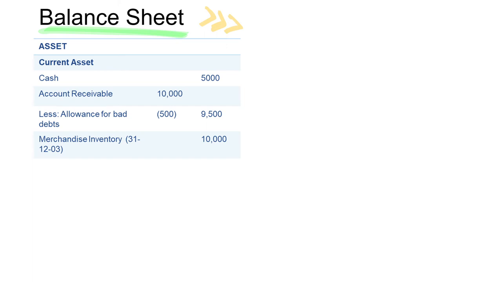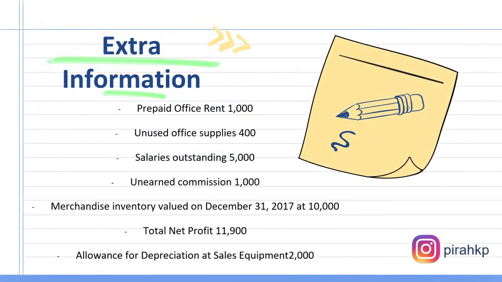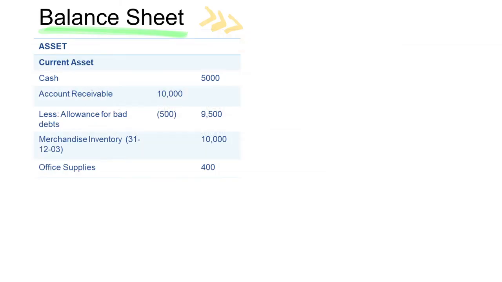So here it is. Now office supplies 400. We had office supplies remaining. As you can see, extra information said unused office supplies. You are obviously going to use it, but it's an asset. Alright, so unused office supplies 400. We are going to write that under current asset. Ta-da! See? Prepaid office rent.